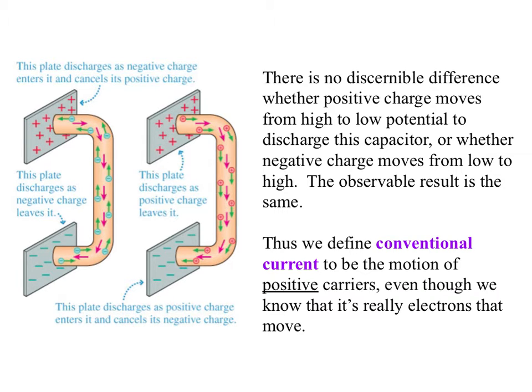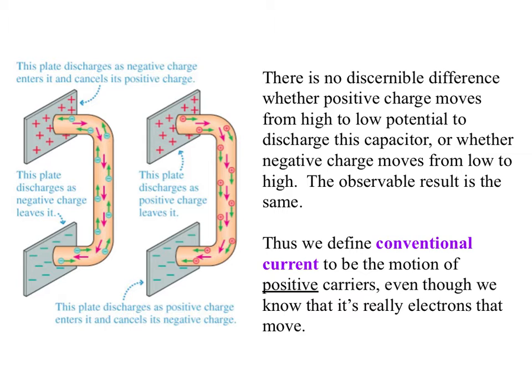it. Really, there's no discernible difference for us whether it's positive charges, which move from the positive plate through the wire down here and cancel out some of the negative, reducing the excess charge here and reducing the excess charge here, or whether it's negative charges moving from low potential to high potential and taking the excess charge here and depositing it here, canceling out both things. The observable result would be the same.